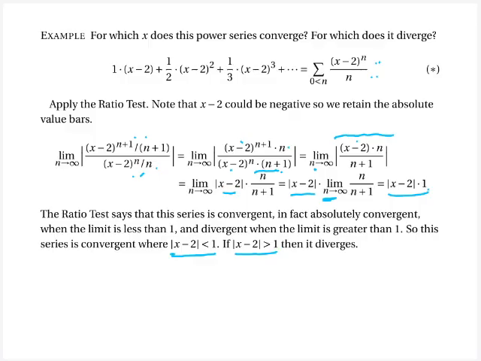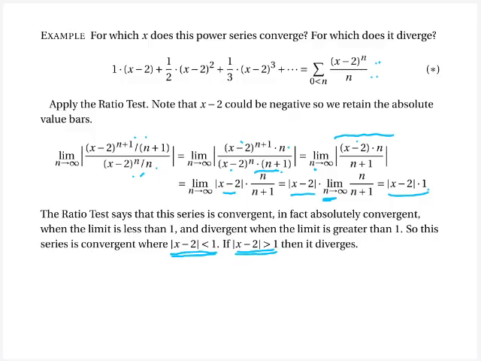One way to think of this expression, absolute value of x minus 2 less than 1, is to read it this way: x is within 1 of 2. Okay? x is within 1 of 2. So I'm looking at a collection of numbers that are close to 2, namely strictly within 1 of 2. So this series is convergent, in fact absolutely convergent, when x is close to 2, and it diverges when x is far from 2.